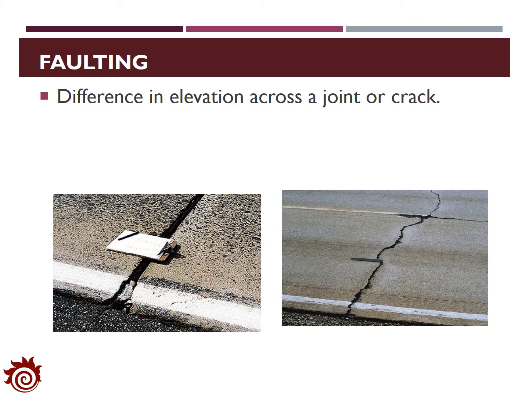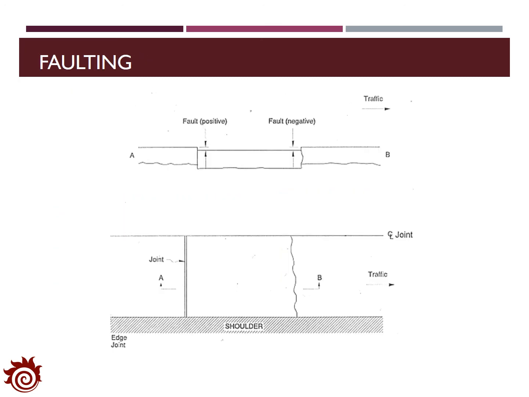Faulting is one unique distress for rigid pavement. This one will generate differences in elevation across a joint or crack on the road. The two figures here show the cross-section view and top-down view of faulting for rigid pavement. From the cross-section view, you can clearly see the elevation difference between the faulting region and the original pavement. And the faulting will actually increase the roughness of the road surface.